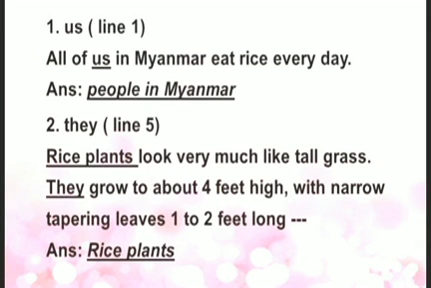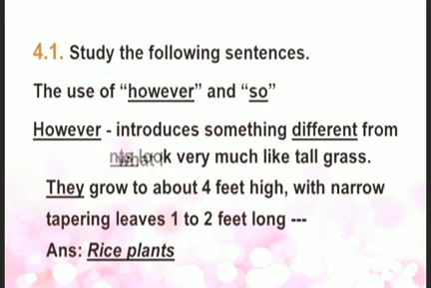Okay, let's look at the exercise. In line 1, you will have to find what the pronoun us refers to. To get the answer for these questions, you will have to find it in the text. The text says that all of us in Myanmar eat rice every day. According to this sentence, the word us refers to people in Myanmar. Similarly, the pronoun they in line 5 refers to rice plants, according to the text.